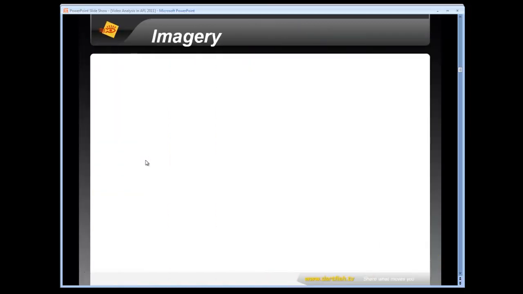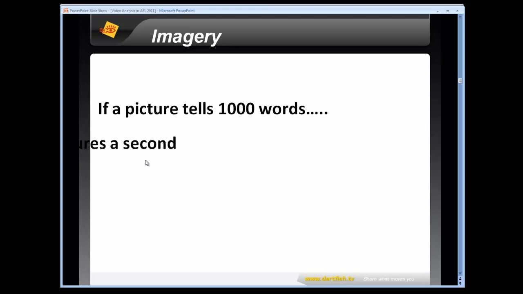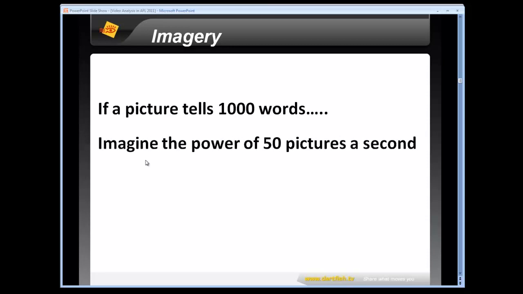Now, if I go back a step, if we look at that basic analogy, a picture tells a thousand words, the question that I always have for coaches is imagine the power of 50 pictures a second, which is what's happening with video analysis.